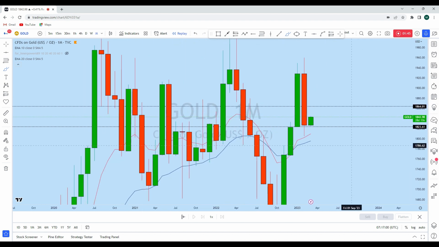So with that said, for the short term we can expect gold to go up, as we see that the price action is still bullish.